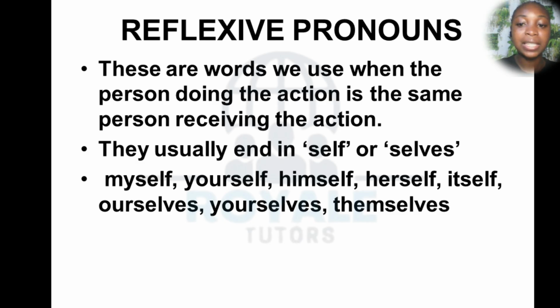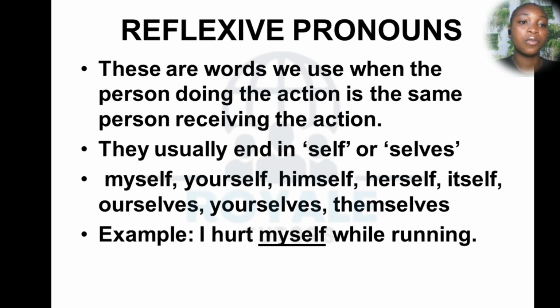So myself, the one with SELF, indicates that it is singular, while the one with SELVES indicates that it is plural. So ourselves, plural, yourselves, plural, themselves, plural, while myself, yourself, himself, herself, itself are all singular. So let's look at how we have them in sentences.